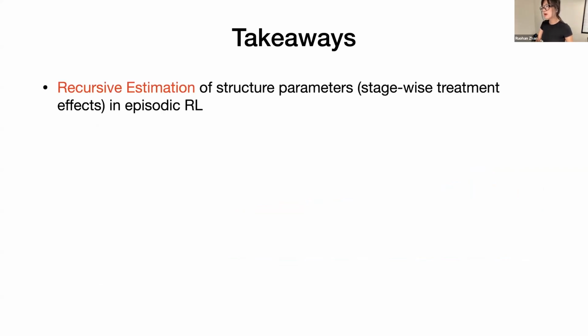With that, I think I can end my talk here. The takeaway message here is that for episodic reinforcement learning, we introduce some structure, like the structural nested mean model, to model the whole data generating process. And in order to estimate the policy value, we introduce the belief function, where at each stage the structure parameter is the treatment effect. And we apply this kind of recursive pooling or dynamic programming to estimate our policy treatment effect, and finally our policy value.